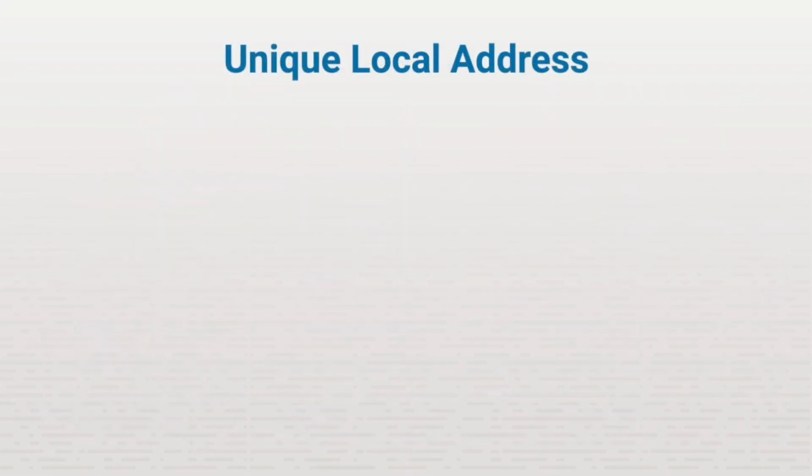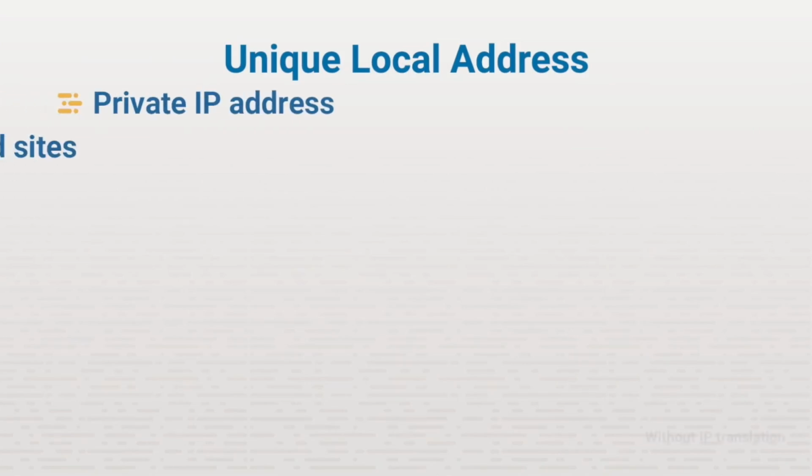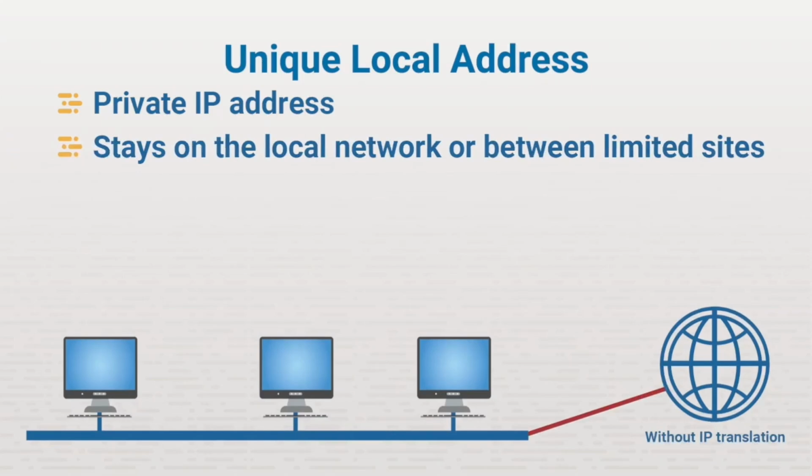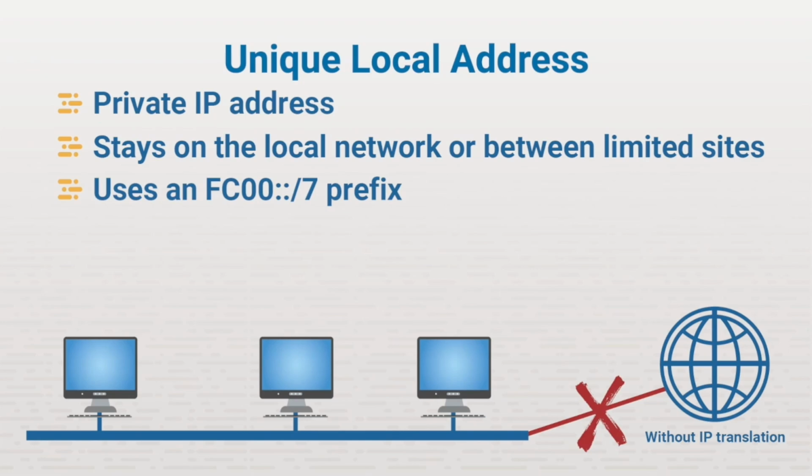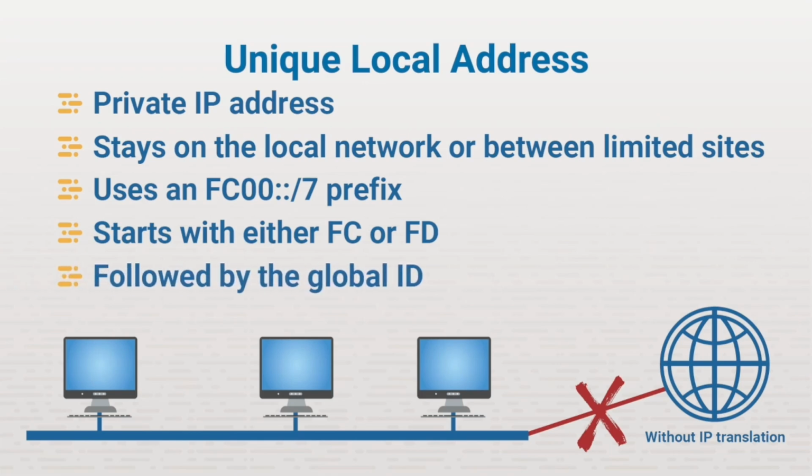Next, we have unique local addresses. These are private addresses similar to private IPv4 addresses and are used for communication with a site or between a limited number of sites. We see unique local addressing used for network communications that don't cross a public network such as the internet. Unique local addresses have an FC00/7 prefix and include addresses beginning with FC or FD. Following the prefix, the next 40 bits are used for the global ID. The global ID is generated randomly, creating a high probability of uniqueness across the entire internet.